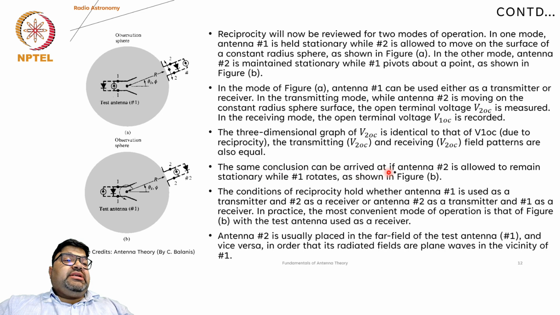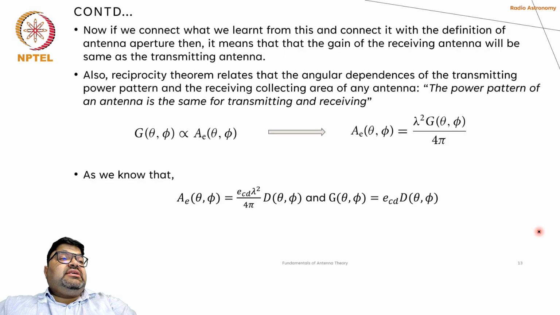The same conclusion can be arrived at if antenna number 2 is allowed to remain stationary while 1 rotates, as shown in figure B. So this is the reason for the reciprocity theorem. Now if we connect what we learned from this with the definition of antenna temperature, it means that the gain of the receiving antenna will be the same as the transmitting antenna.